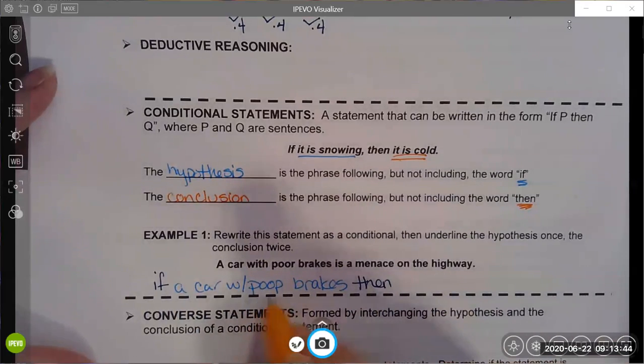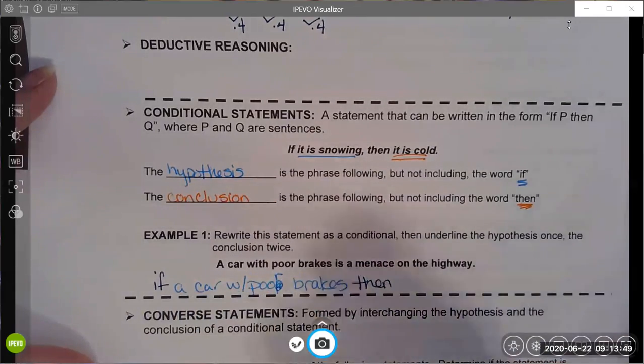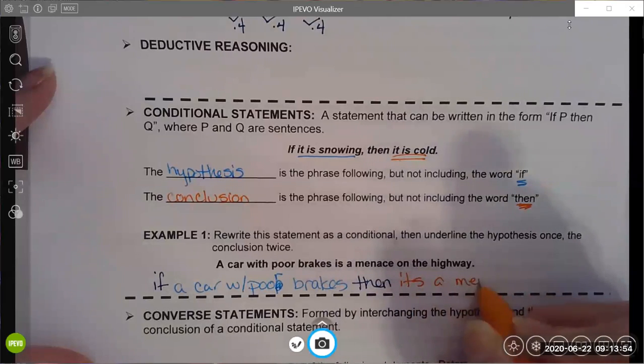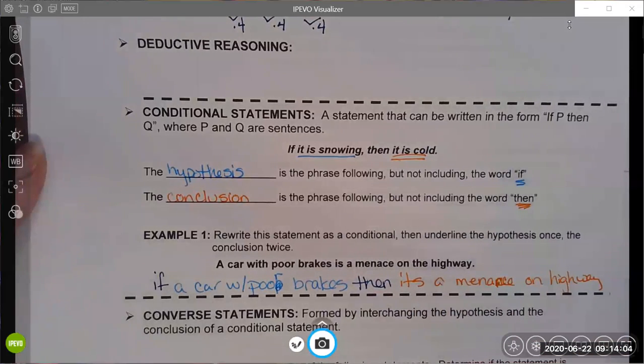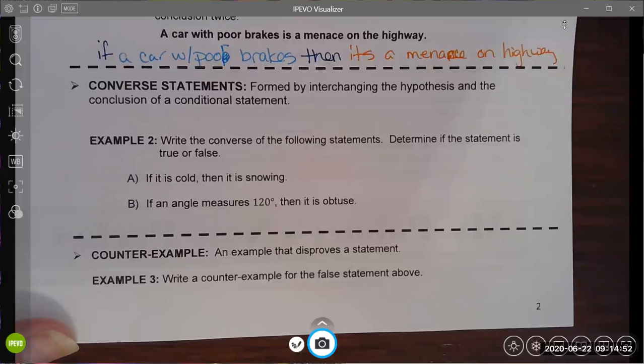If a car with poor brakes, then it's a menace on the highway. I teach math, I don't do English. Okay, so in this case, we made it a conditional statement. We said, if a car has poor brakes, then it's a menace on the highway. All right, so we're going to do a lot with conditional statements this year. Hopefully they will come pretty intuitively.